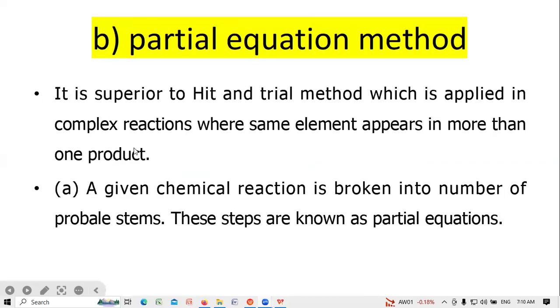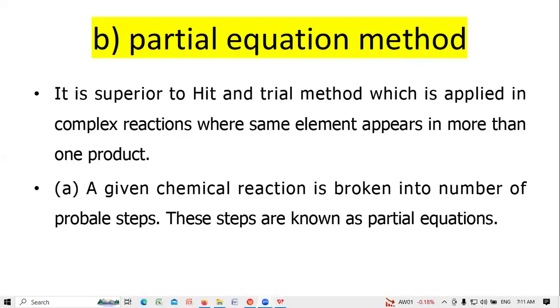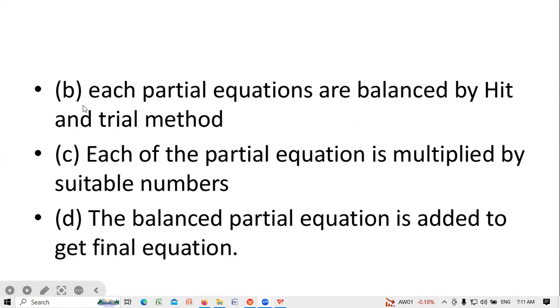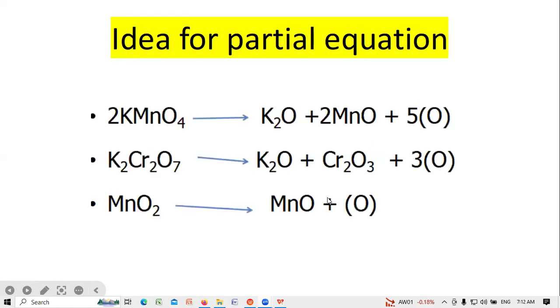The partial equation method is superior to the hit and trial method, and it is applied in complex reactions where some elements appear in more than one product. A given chemical reaction is broken into a number of probable steps. These steps are also known as partial equations. Each partial equation is balanced by the hit and trial method. Each of the partial equations is multiplied by suitable numbers. The balanced partial equations are added to get the final equation.